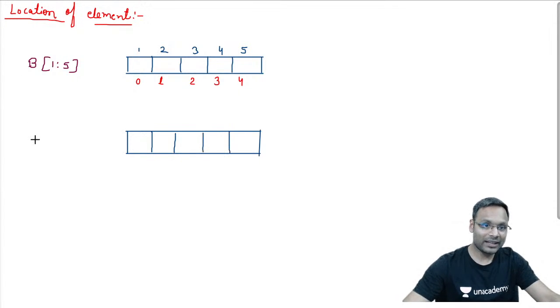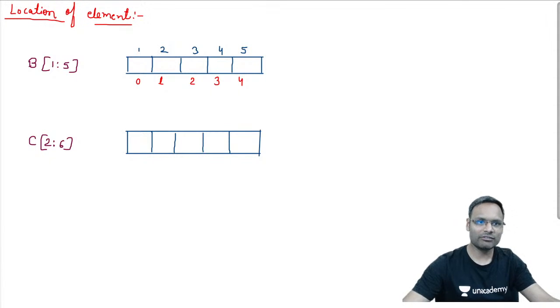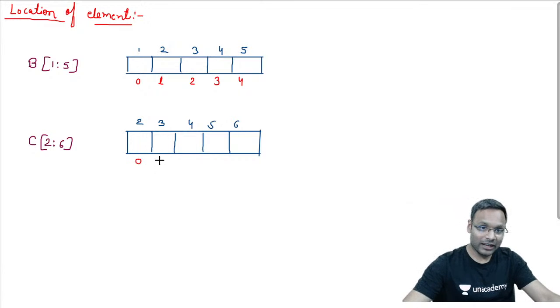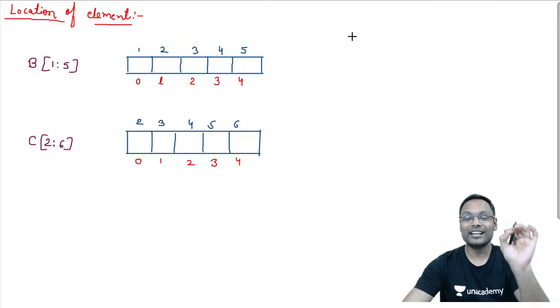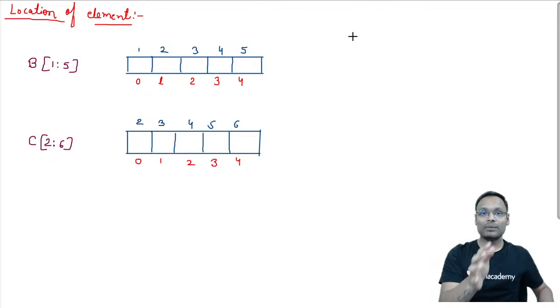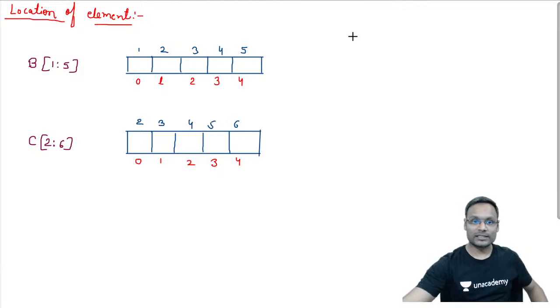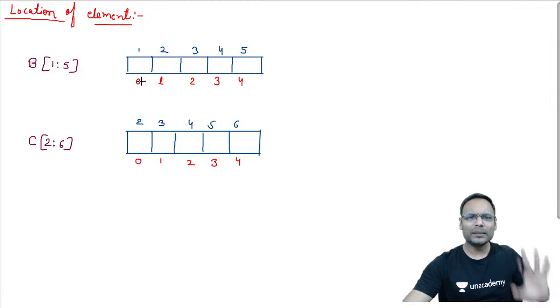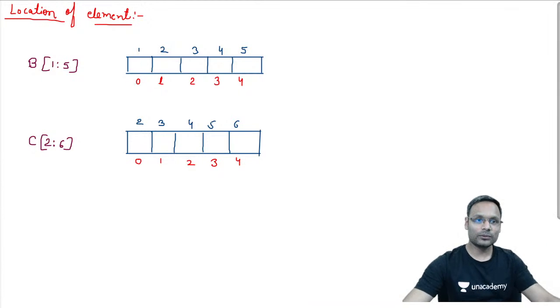Now let's say I am having another array C which is having starting index from 2 up to 6. 5 elements are there. Yes, indexing will start from 2, 3, 4, 5, 6. But the first element will have relative index 0 only. Second element will have relative index 1, then 2, then 3, then 4. What is relative index? Relative index is nothing but how many elements are there in the array before this element. सबसे पहले element के पहले, before the very first element, there is no element. So its relative index is 0.